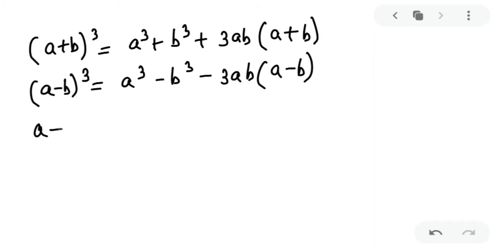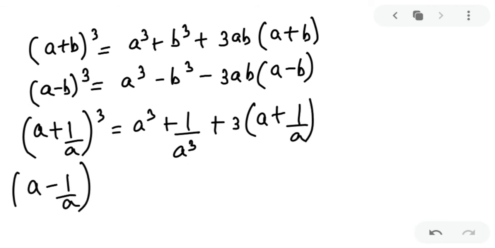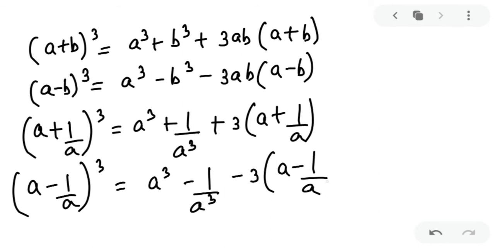If I want (a + 1/a)^3, that will be a^3 + 1/a^3 + 3(a + 1/a). If I want (a - 1/a)^3, that will be a^3 - 1/a^3 - 3(a - 1/a).